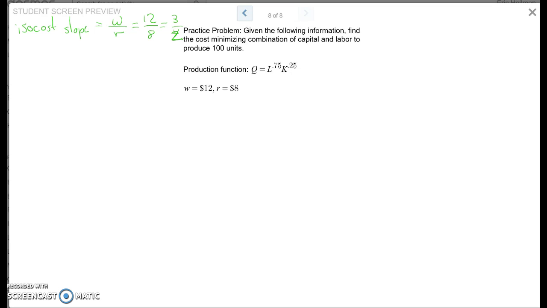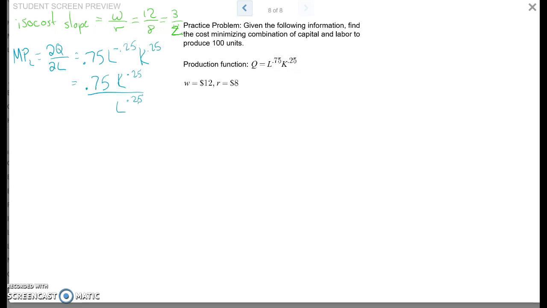Now I want you to find the marginal product of labor. So we need to find the marginal rate of technical substitution. In order to do that, we need to find both the marginal product of labor and the marginal product of capital. Let's start with labor. Okay, here's the work to find the marginal product of labor. Took the derivative with respect to L, brought down the 0.75, subtracted 1 from the exponent on L, left K the same, and then simplified.